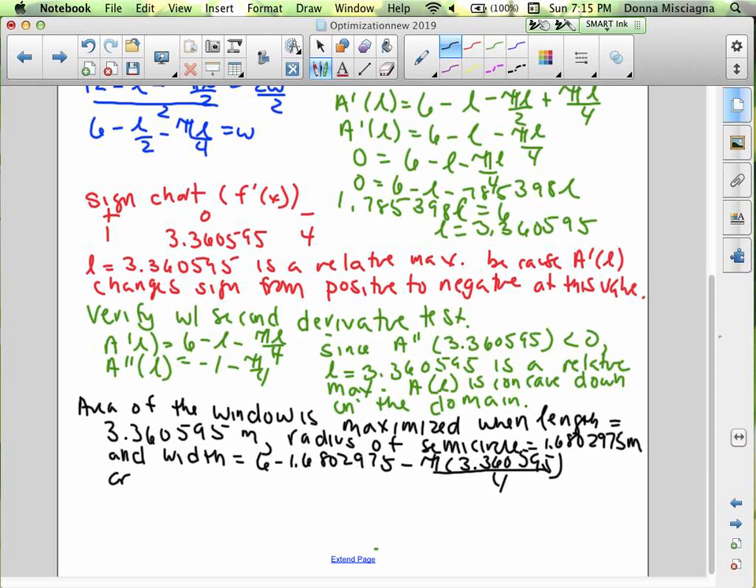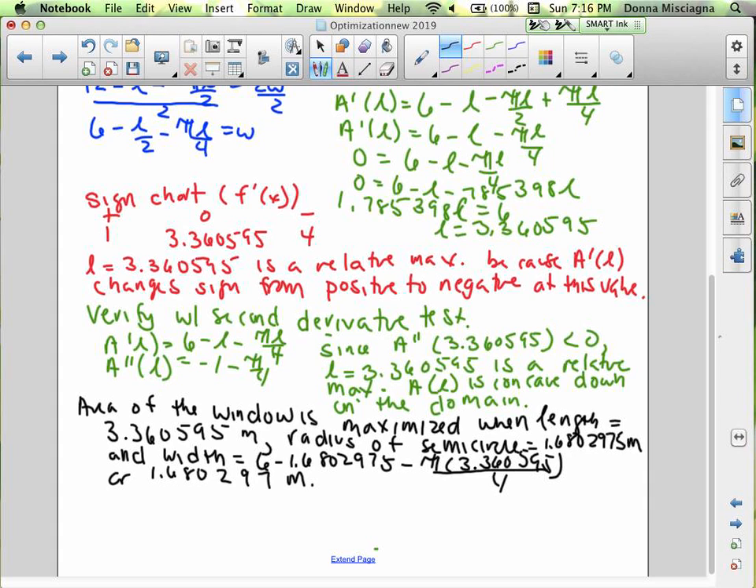So 6 minus my previous answer, and then minus, let's see, if I do pi times my previous answer, so I don't have to keep typing that in, divided by 2. Right, so I just did the 1.6802975 is length divided by 2. So I just used that number again and just divided it, instead of divided by 4, divided by 2. So the width is going to be 1.680297 meters.